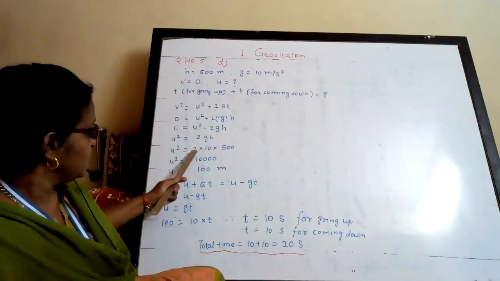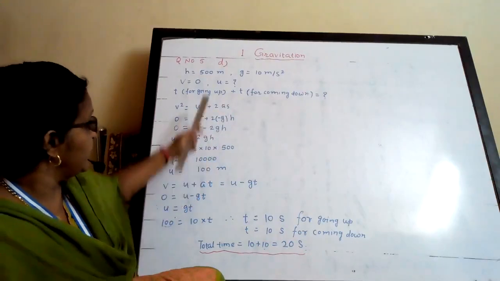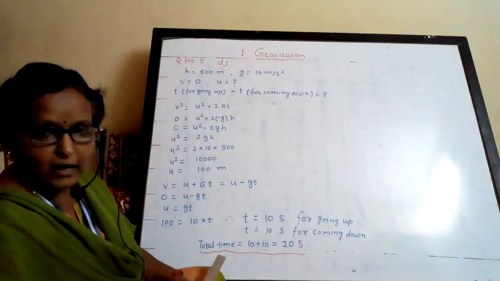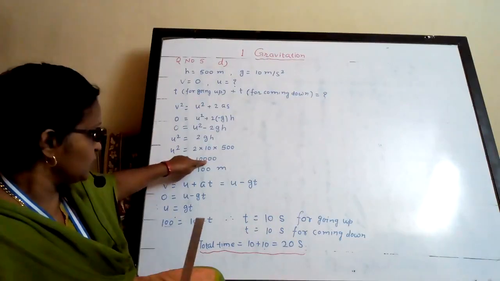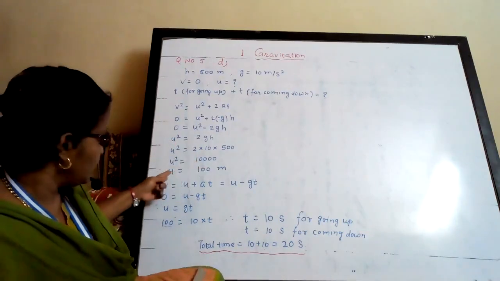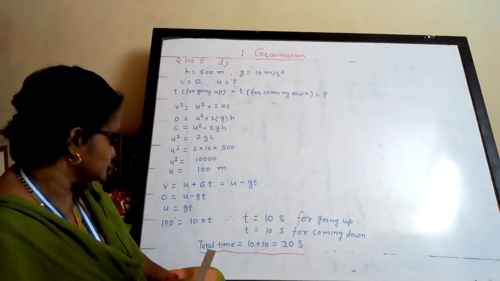Put down the values now. u square is 2, g is 10 as you are asked to take, and h is 500 meter. It comes to be 10,000. u square is equal to 10,000. So the square root of that is 100. So u is equal to 100 meter per second. One part is completed here.